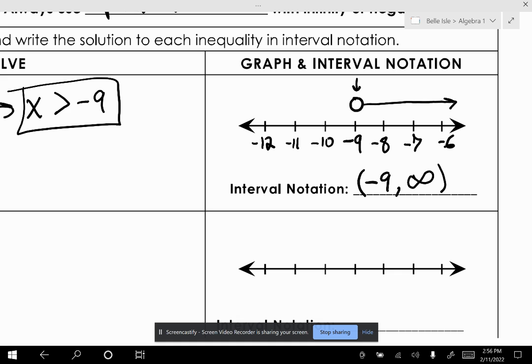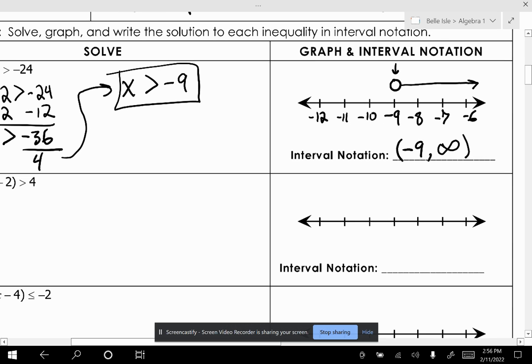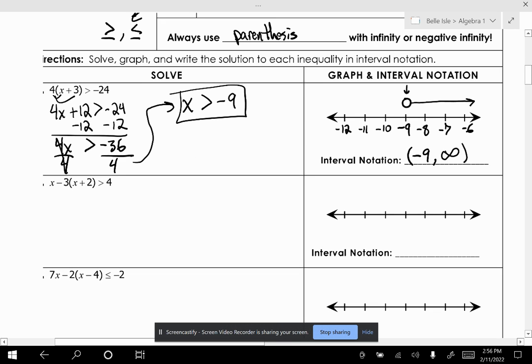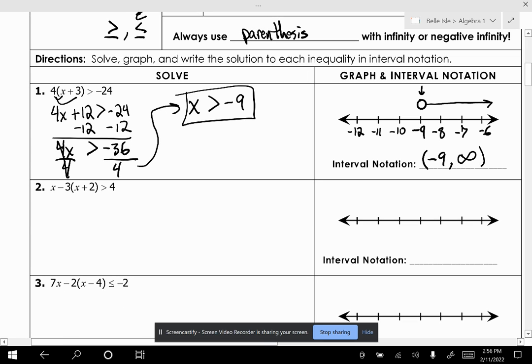Let's look at number 2. Any questions on number 1 so far? Okay, let's look at number 2. Go ahead and solve number 2 for the inequality. So we have x minus 3 times the sum of x and 2 is greater than 4. Let's make sure we keep our phones put away, please. We're going to distribute the negative 3. I have x minus 3x minus 6 is greater than 4.